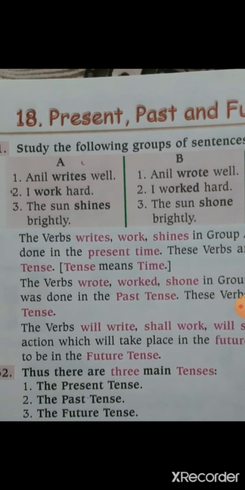So thus there are three main tenses, children: the present tense, the past tense, and the future tense. Okay, children. So there are three main tenses. Time, or kaal, has three very important parts. They are known as the present tense, the past tense and the future tense.